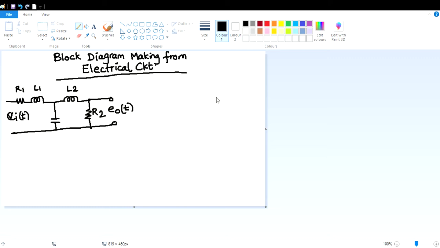Hello everyone. Today we are going to discuss simple block diagram making from an electrical circuit. Now, on the screen you are getting a system which has certain parameters and constitutes an electrical circuit. Now what we are going to do is get the block diagram of this electrical circuit.